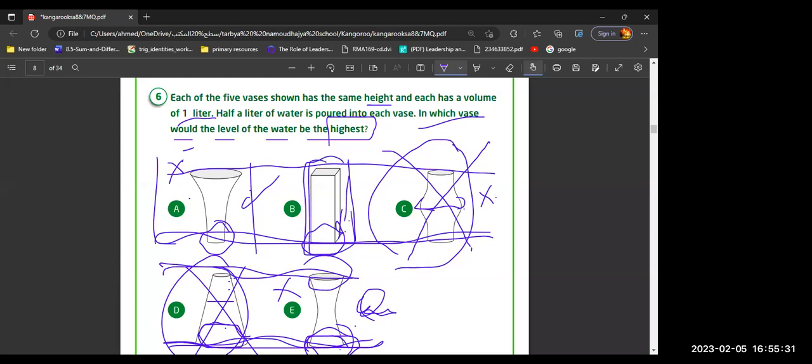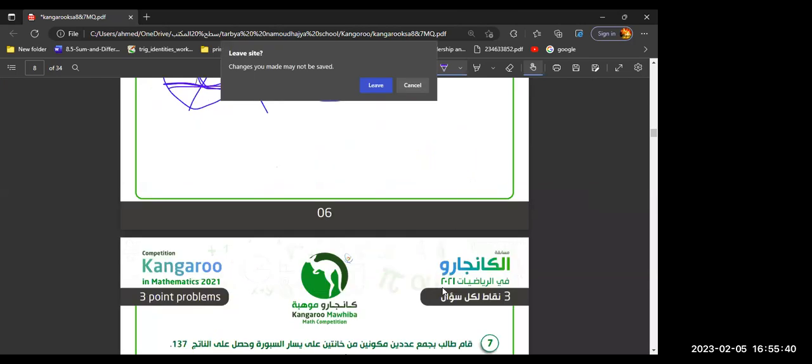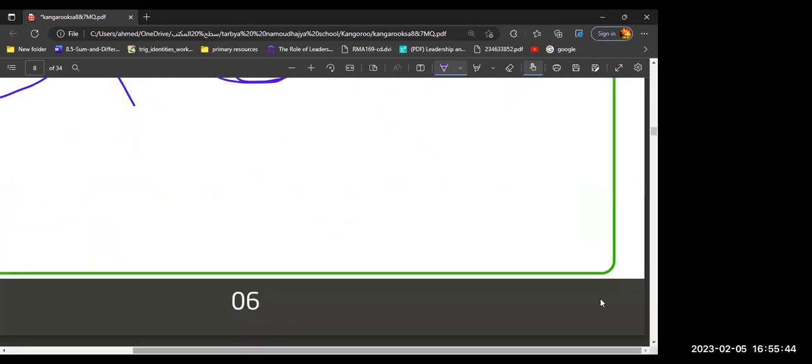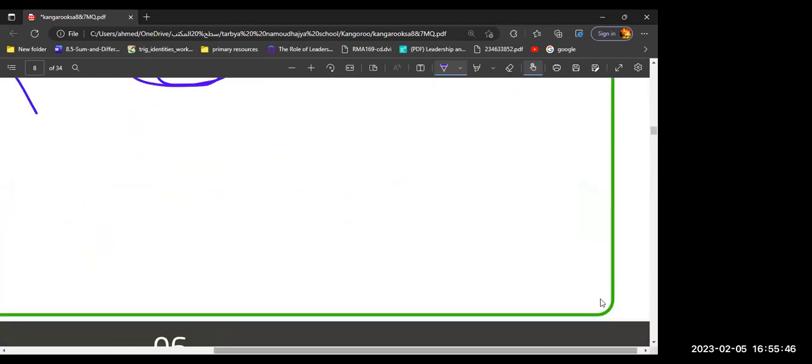What do we call this shape, guys? Cuboid. Quadrilateral. No, a quadrilateral is 2-dimensional. Rectangular prism. Look, guys. What happened? Oh, my laptop went crazy.